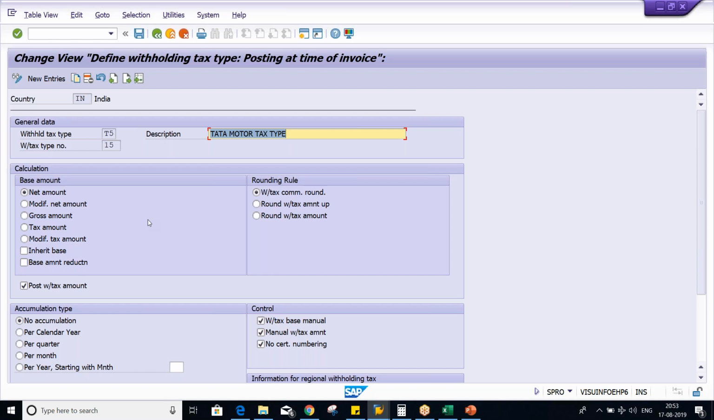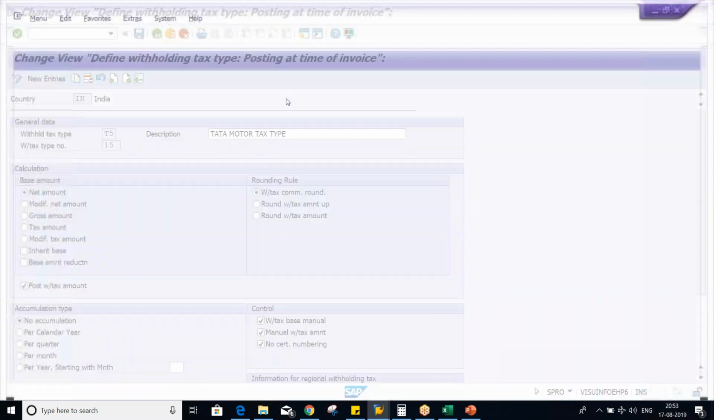So look at here, guys, the base amount. Base amount is like here net amount, gross amount, right? Tax amount. Now we'll have a look at this one by one. If we are going to select here net amount, so now let me do one thing.